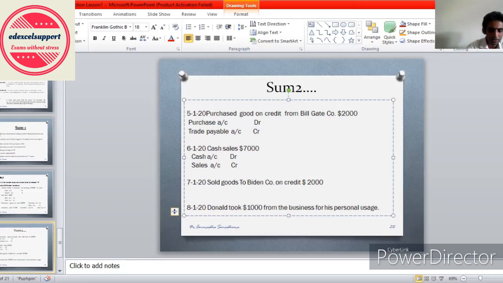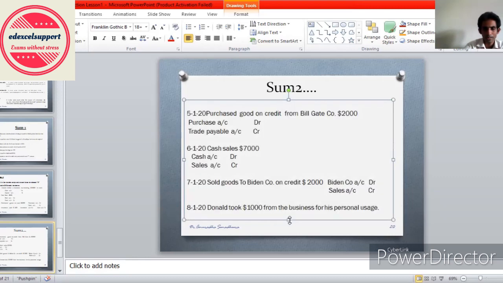So write the double entry: Biden and company account and sales. So trade receivables, asset increases, relevant asset becomes debit. Sales is an income, comes under liability, income, so it's credit increase. So to get the idea, it's very easy for you, the double entry.